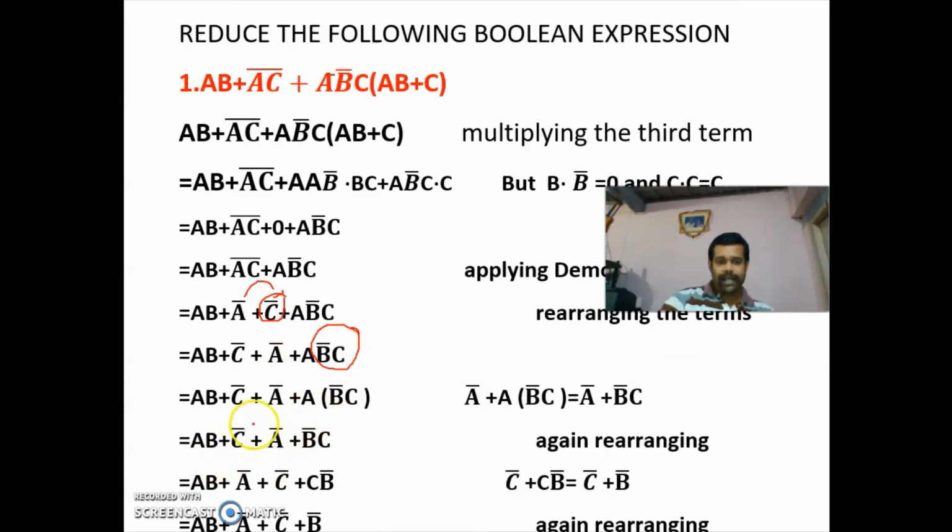Now again we are rearranging. We are making this C bar and this term nearer. Again we are applying the same law. That is C bar plus CB bar is equal to C bar plus B bar. So you have got this one.